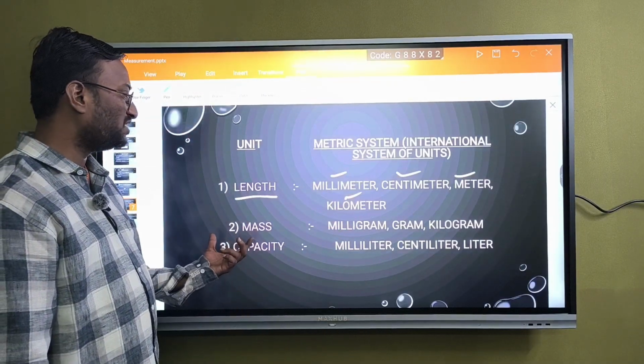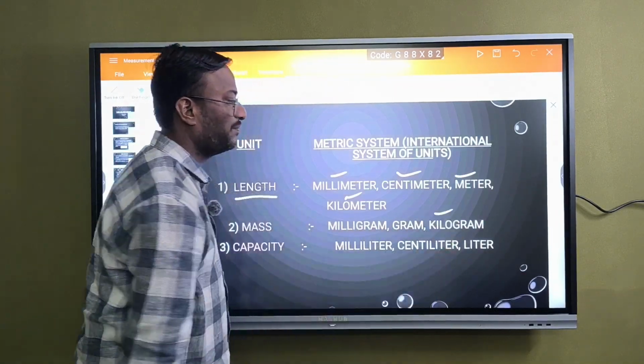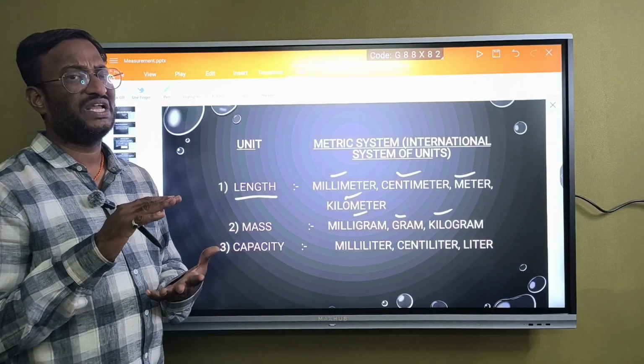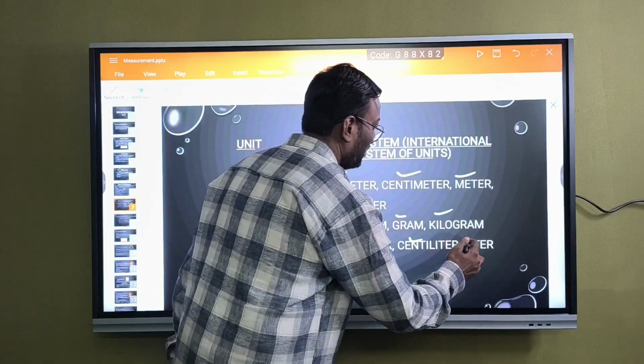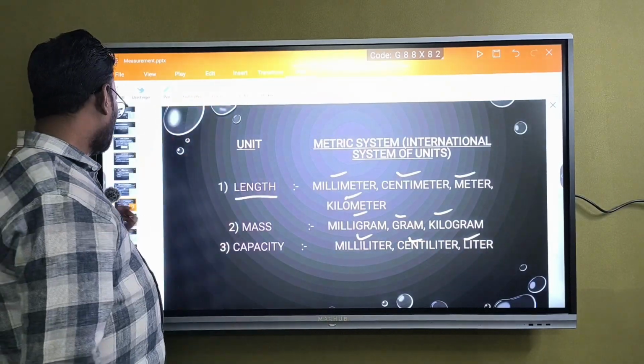And mass is going to be measured in milligram, gram and kilogram. Capacity, to hold some liquid or whatever, is measured in milliliters, centiliters and liters. So likewise we are going to measure these quantities.